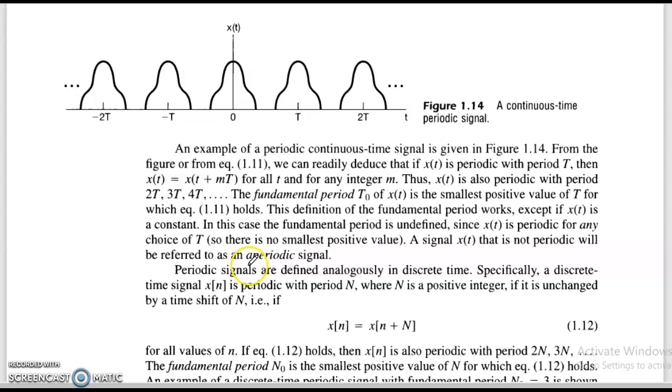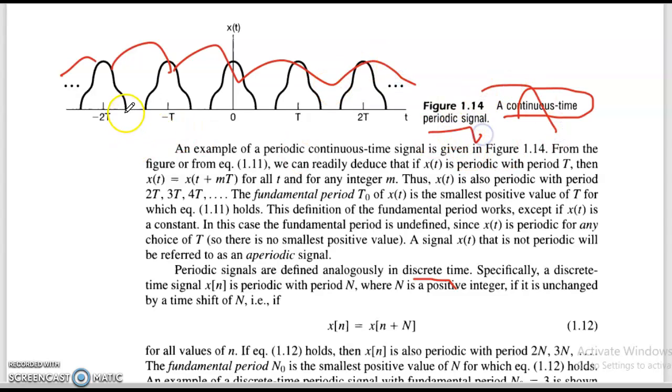Then periodic signals are defined analogously in discrete time. Here, continuous time means continuously coming. Periodically coming means one period is the same as the next at a particular time. That's a periodic signal.